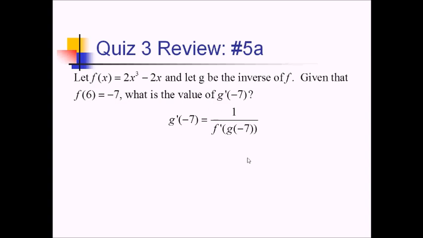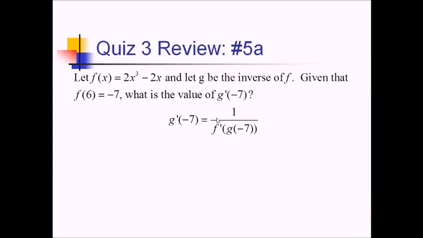So there's a couple things we need to do before we can figure out what this actually is. One is figure out what g of negative 7 is. So g, remember, is the inverse of f. So basically, we're looking for the number that I have to plug into the f function to get negative 7. So over here, I see that f of 6 is negative 7. Therefore, g of negative 7 takes us back the other way to get 6.